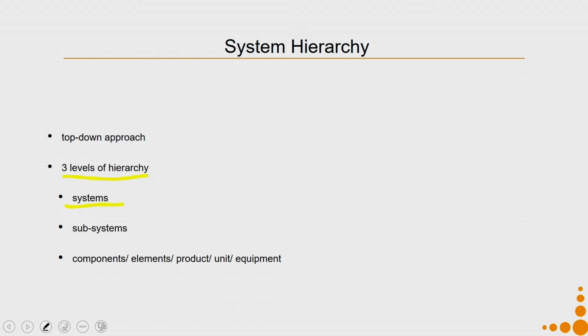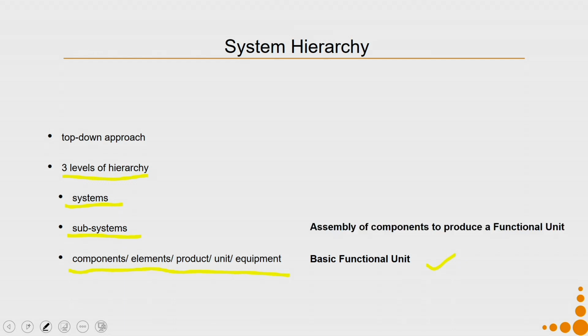The topmost level is systems, then I have subsystems, then I will have components, elements, product, unit and equipment. What it implies is that the components, elements, products, units or equipment are the basic functional unit. They form the crux of the system. An assembly of all these things, when they come together to produce a functional unit, gives me subsystems.